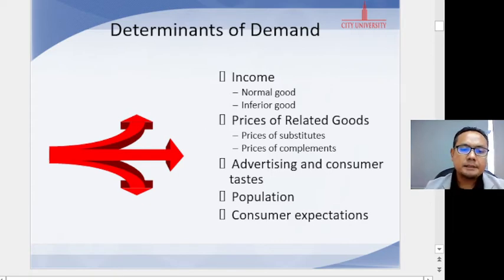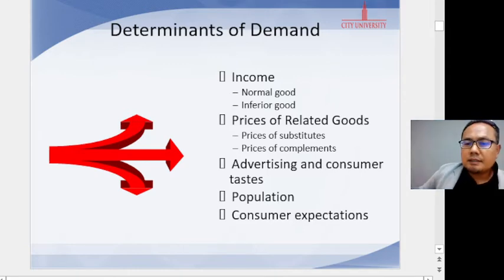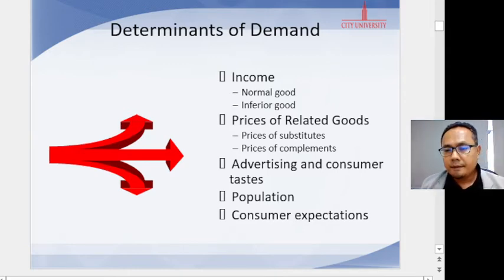Okay, and then the second shifter, or second determinant, is prices of related goods. So we can see there are two kinds of related goods: prices of substitutes and prices of complements. Changes in prices of related goods generally shift the demand curve for a good.